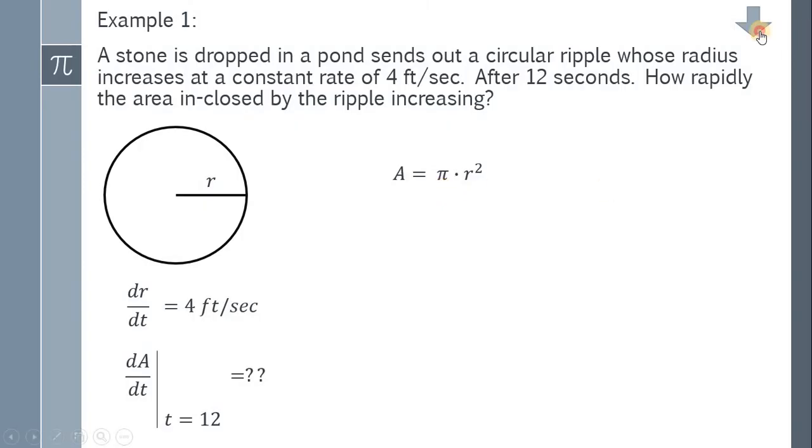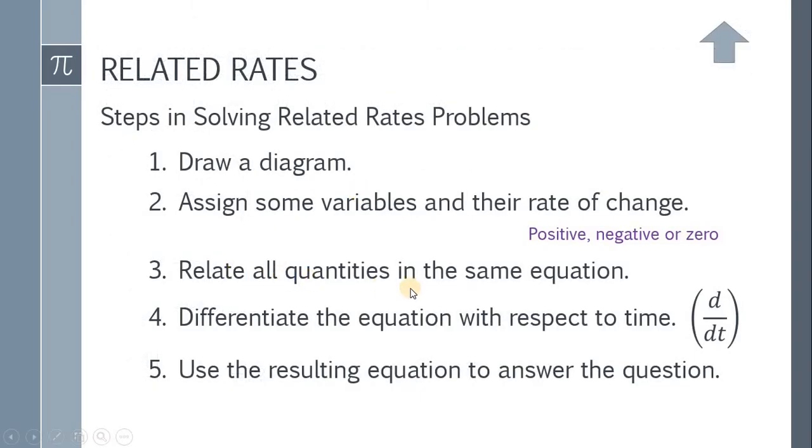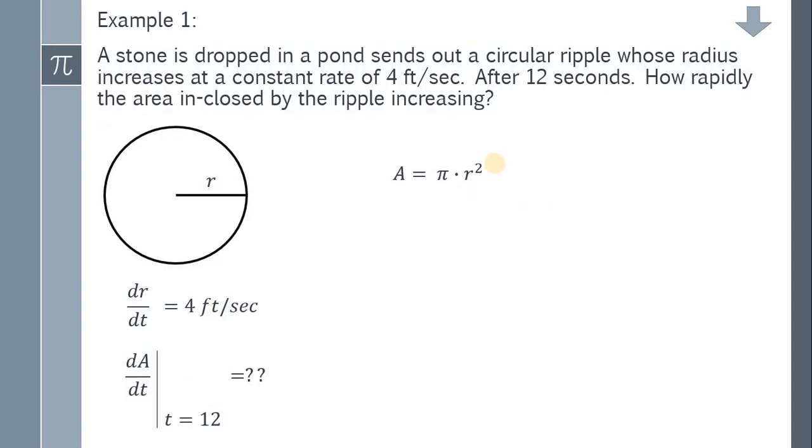Now, next step tayo. Ang next step natin, after natin ma-relate yung lahat ng quantities in the same equation, number 4 is differentiate the equation with respect to time. So, balik tayo. Ang goal natin is to take the derivative of this equation with respect to time. Now, keep in mind na yung area is a function of time and yung radius is a function of time. What does it mean? The area is changing with respect to time and the radius is also changing with respect to time. That's why yung area at saka yung radius o yung A saka yung r is a function of time.